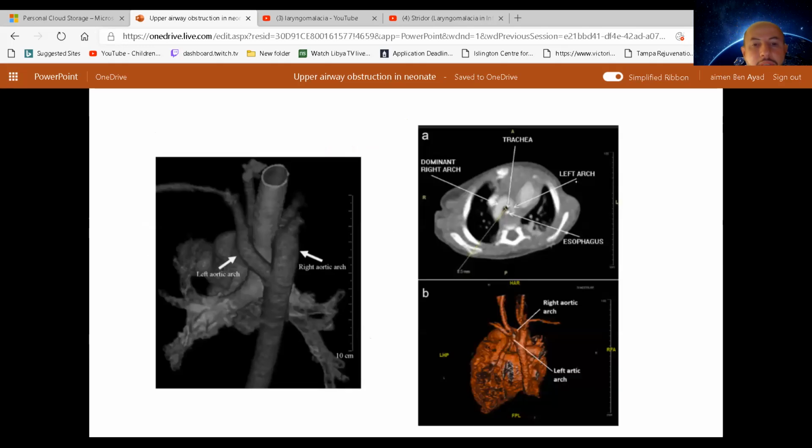That's the CT scan angio. You can see the spiral CT scan. You can see the right aortic arch encircling the trachea, and in the back there is the esophagus. Another image, you can see structures here. Sometimes it's difficult to visualize, but here is another case of vascular ring.